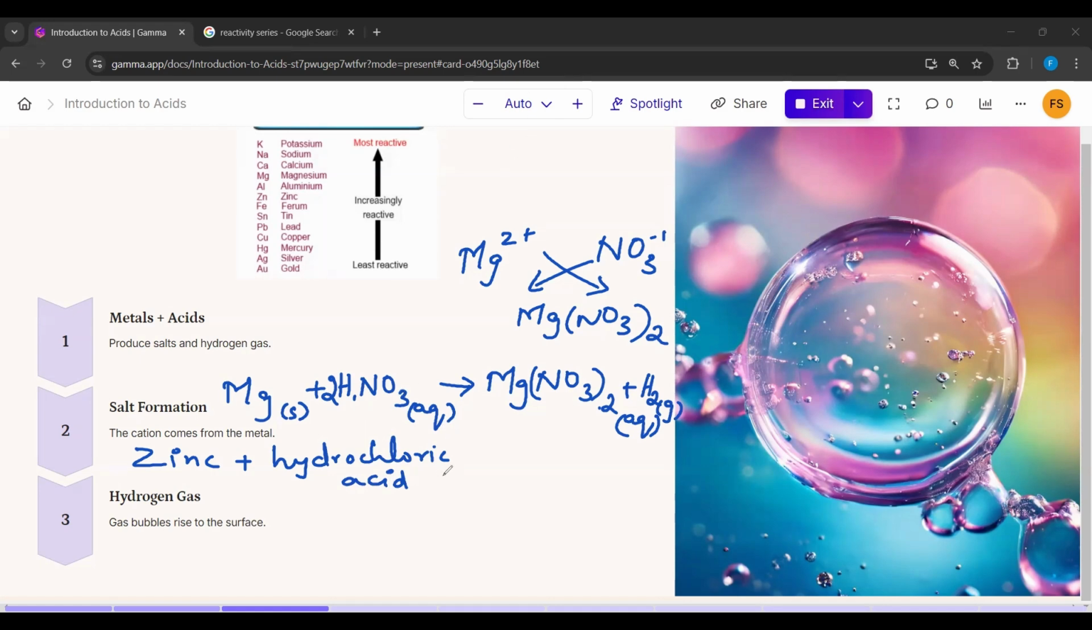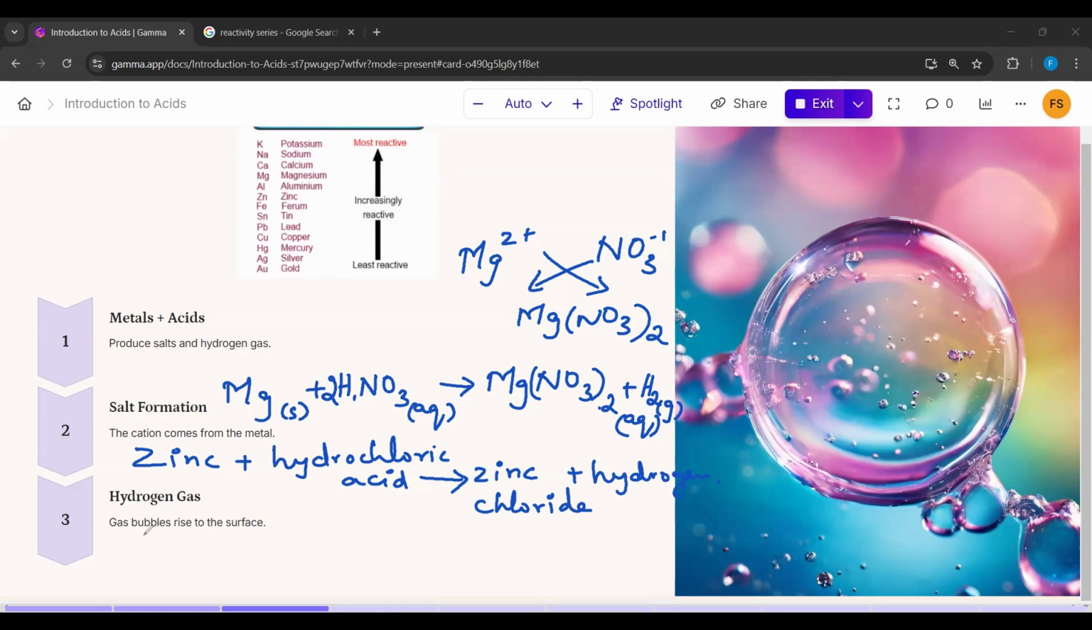So what does it give? Okay, so now that you've paused, I hope you have got it. The cation is from the metal, so it is zinc. And what is this? Hydrochloric acid. So from this hydrochloric acid, what is the anion that you will get? You will get chloride. So it is zinc chloride. And what is the gas that is produced? It's hydrogen gas. So now try writing the chemical equation.